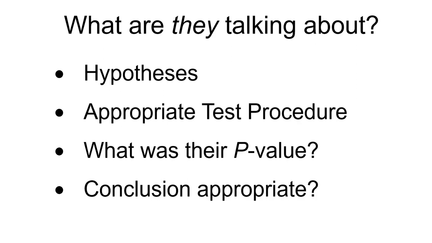So what are they talking about in published data? Hypotheses. What hypotheses are being tested? Are the hypotheses about a population mean, a population proportion, or some other population characteristic? The appropriate test procedure. Was the appropriate test used? Does the validity of the test depend on any assumptions about the sample or about the population from which the sample was selected? If so, are the assumptions reasonable?